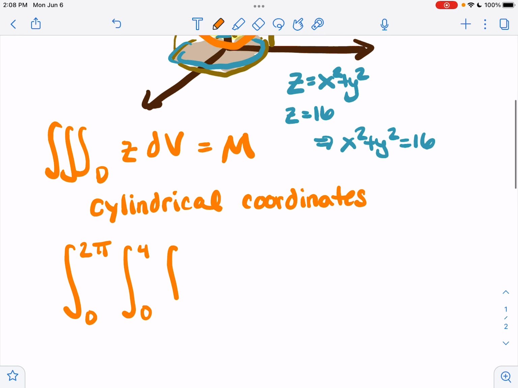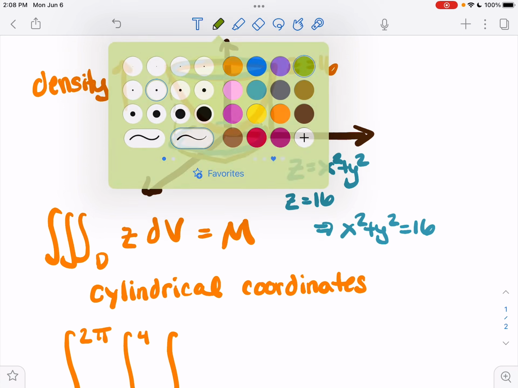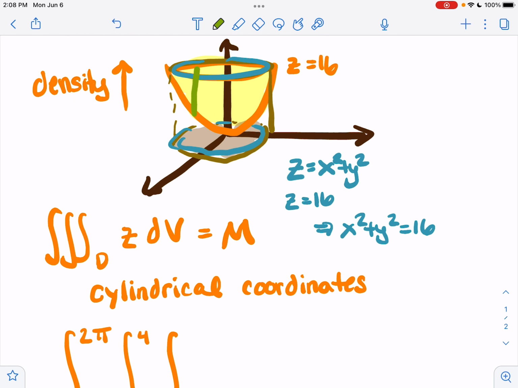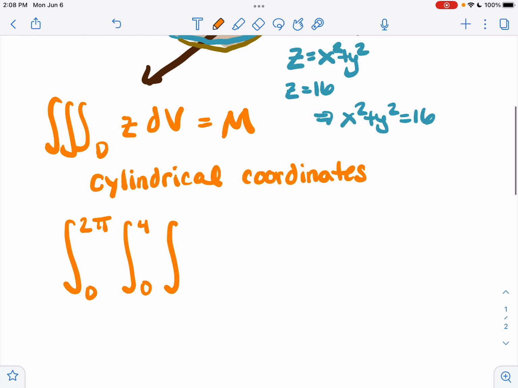And finally, the z coordinate. If we're thinking of what z is doing, z goes from the bowl up to the plane, z equals 16. So z is going from that bowl, which is x squared plus y squared. But in cylindrical coordinates, that's r squared, up to 16. And then we're integrating dz, dr, d theta.